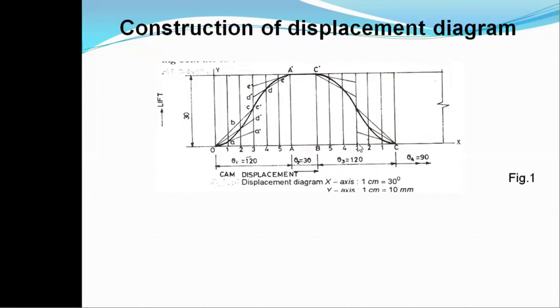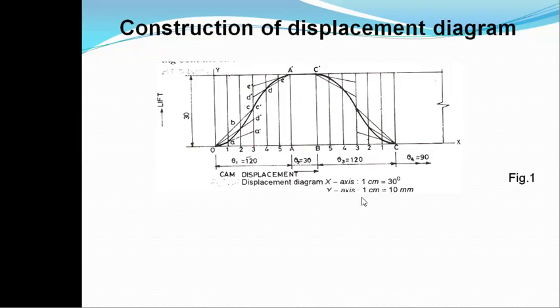Similarly the same procedure is to be adopted for the return stroke also. The 3 dash vertical line should be divided into the same number of equal parts, and similarly join from C for acceleration and C dash for retardation, and complete the displacement diagram. For drawing this displacement diagram, we take on the x-axis 1 centimeter or 10 mm equal to 30 degrees, and on the y-axis 1 centimeter equal to 10 mm.